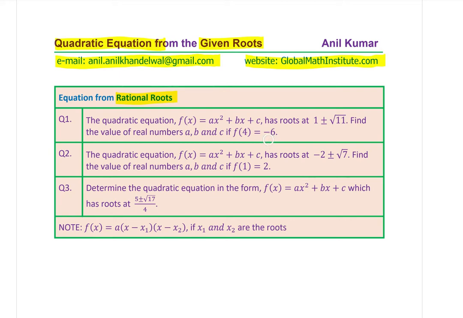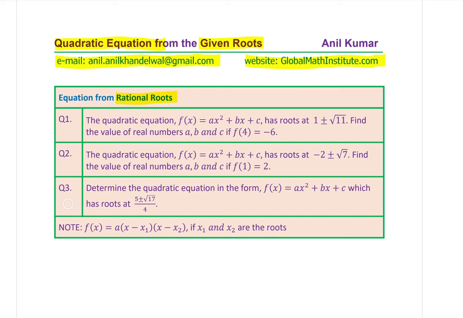Very similar to this, here is question number 2. The quadratic equation f of x equals ax squared plus bx plus c has roots at minus 2 plus minus square root of 7. Find the value of real numbers a, b, and c if f of 1 is equal to f of 2. So once you understand the strategy of solving question number 1, I'd like you to solve question number 2.